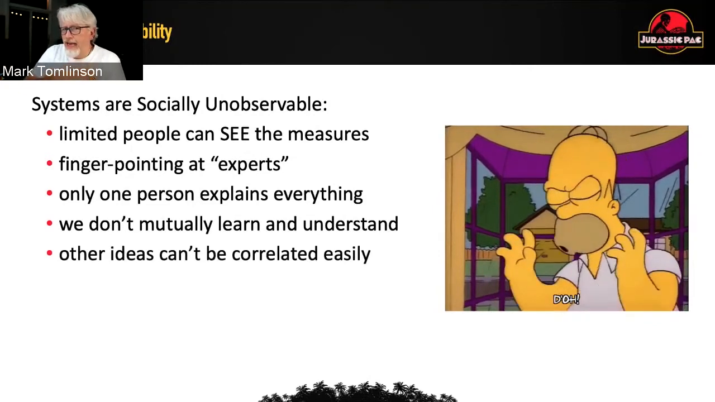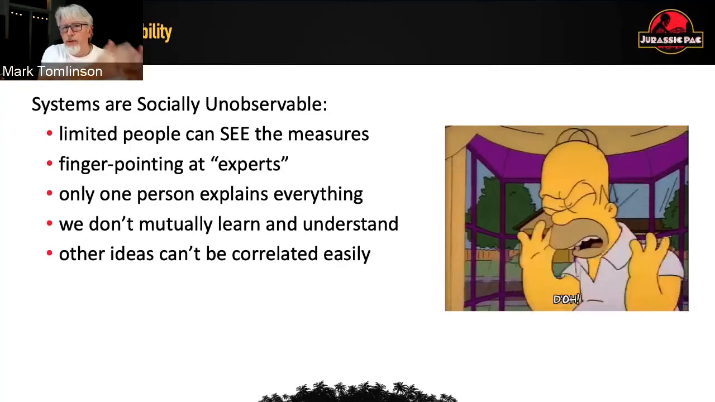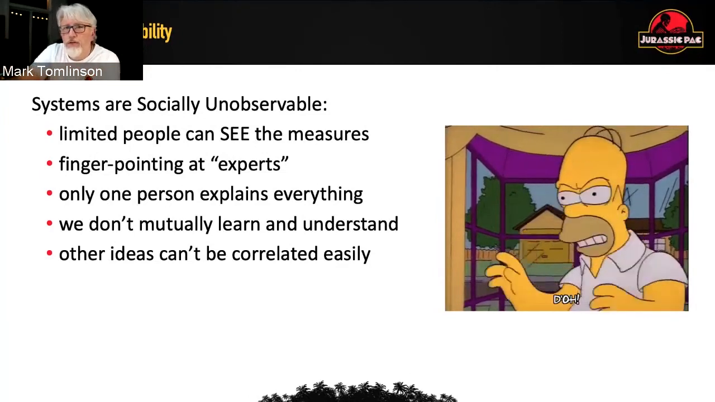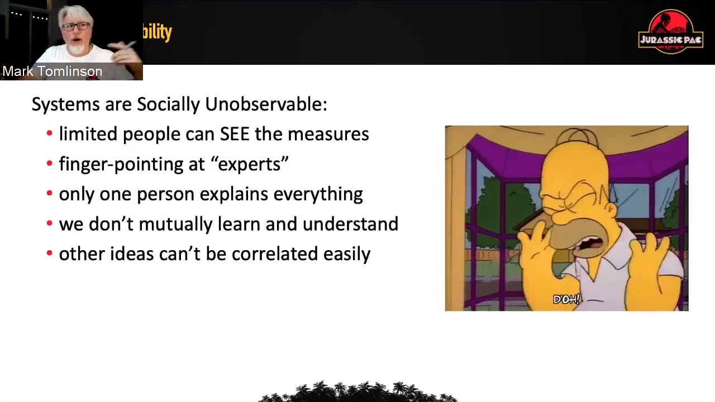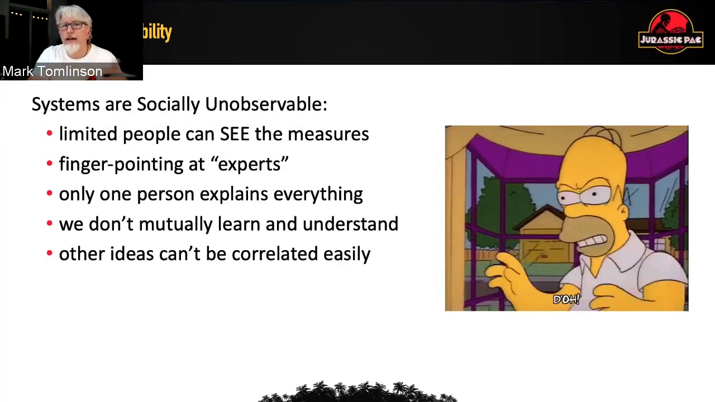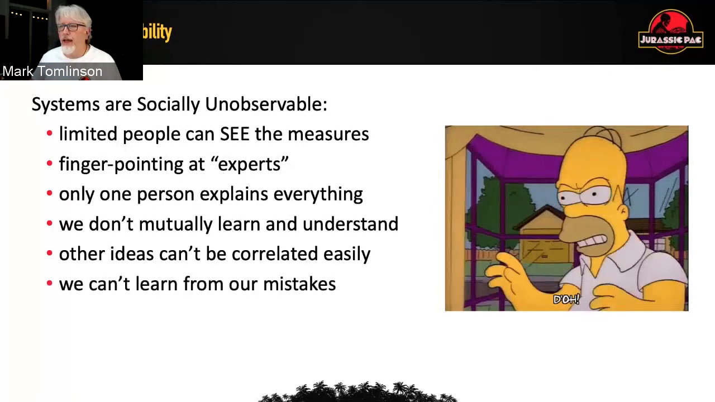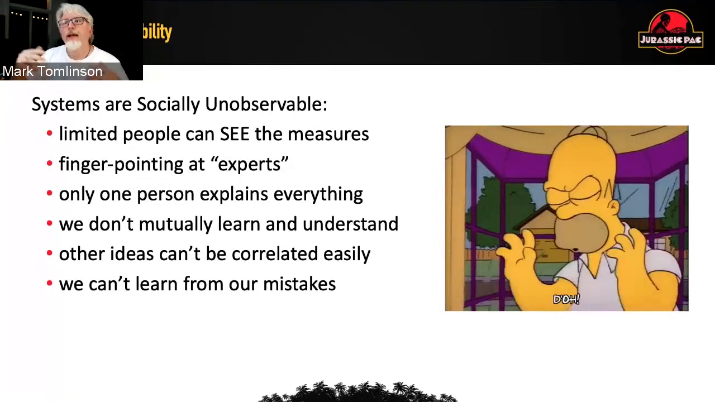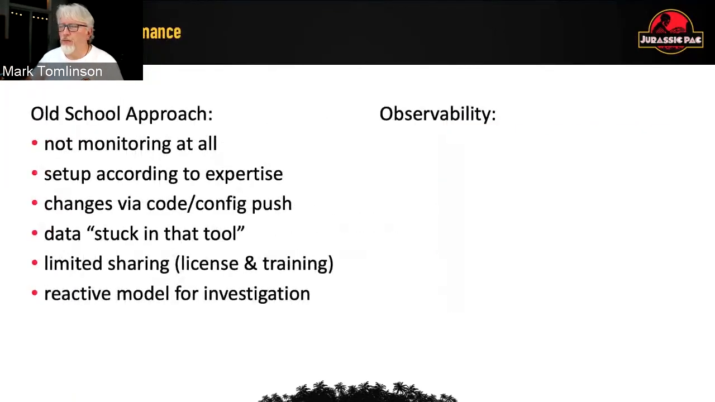We can't take other ideas and correlate to them if we build little silos of measurement and we observe things here and I observe things there, but we don't talk to each other. So I can't correlate my data with your data if we can't get along with one another and collaborate. And that means we can't learn from our mistakes and generate new understanding. New understanding would be keying into future observability.